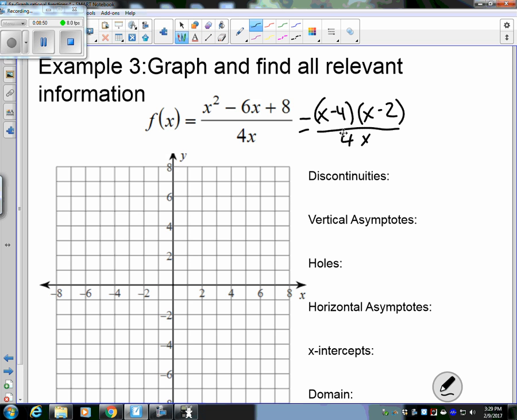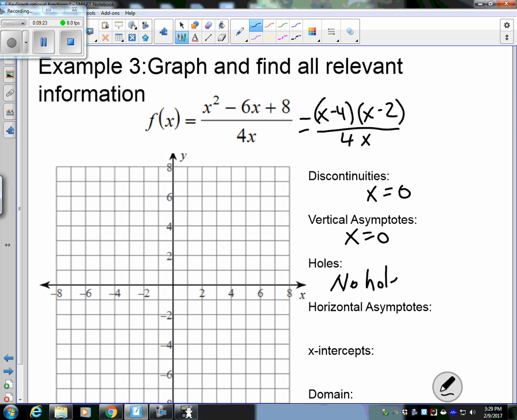So we look at numerators and denominators, nothing to simplify here. Discontinuities, that's what will make the denominator 0. The only factor here is this monomial, 4x. What makes that 0? 0. Vertical asymptotes: there's nothing that simplifies with the numerator, so this discontinuity is a vertical asymptote. And since there's nothing that simplifies with the numerator and denominator, there are no holes.